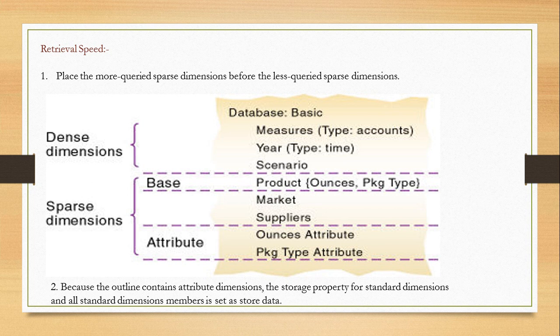So in this outline design, as we can see, the user is interested in seeing and analyzing the data based on the package type and ounces. So they have put the product as the first sparse dimension.